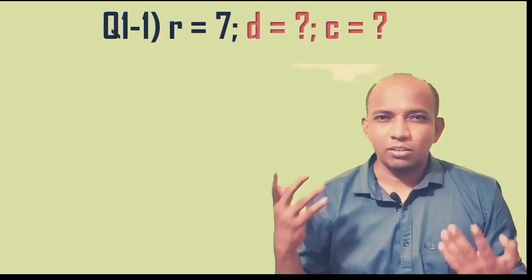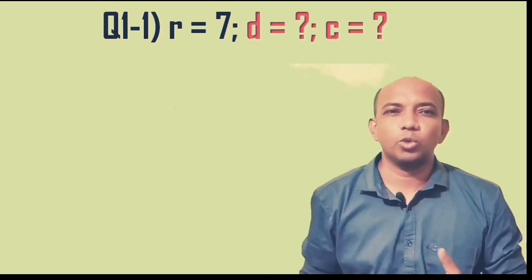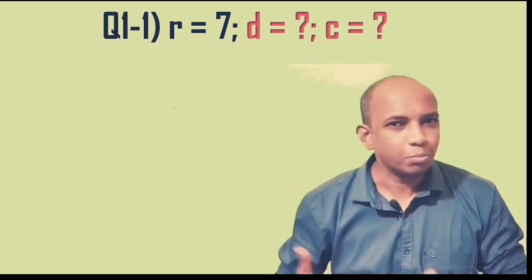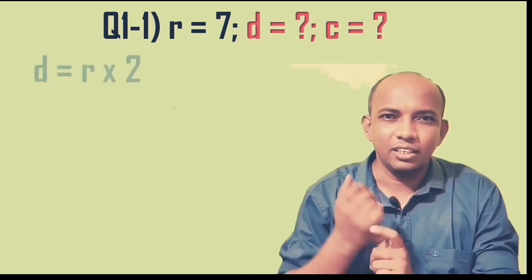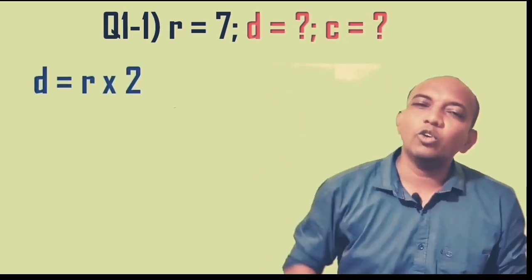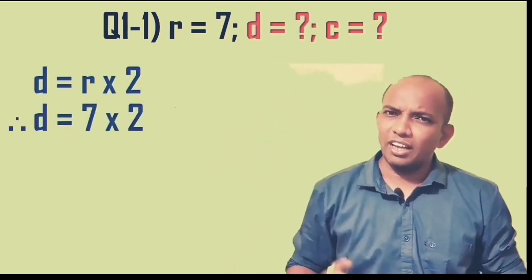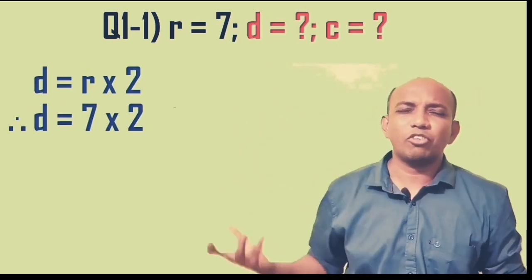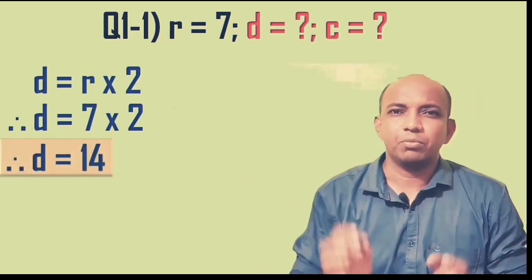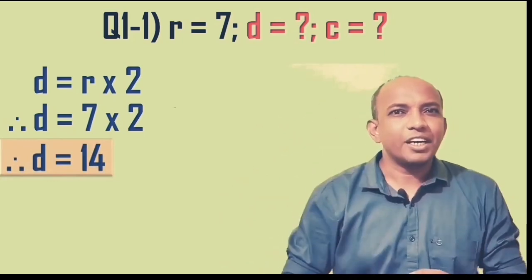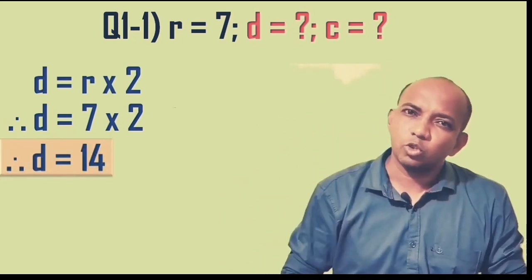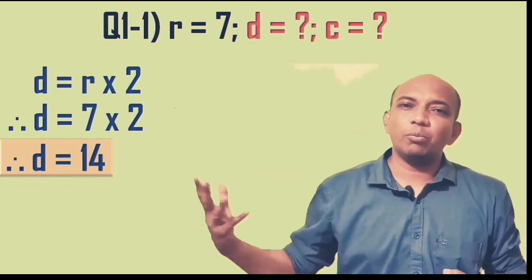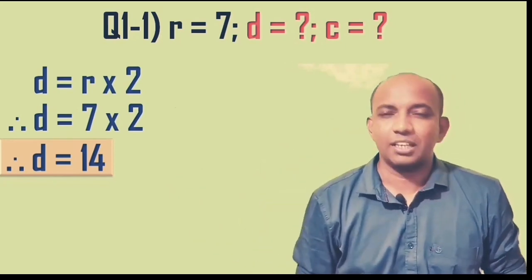We know the basic formula, if I want to find the diameter, then of course I'm going to multiply radius by 2. So here is the formula on the screen. Substitute the value, we get d equals to 2 into 7, and we know even a child can multiply it, right? 2 times 7 is 14, so diameter is 14. Now as we have value of radius and value of diameter with us, we can apply any formula to find the circumference of a circle.